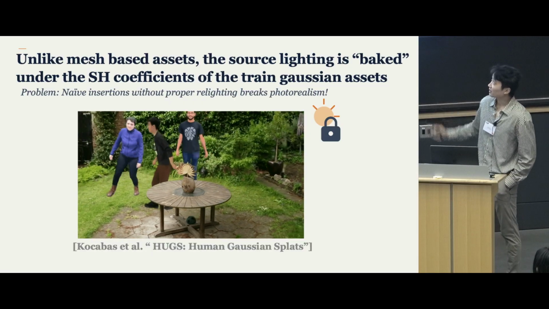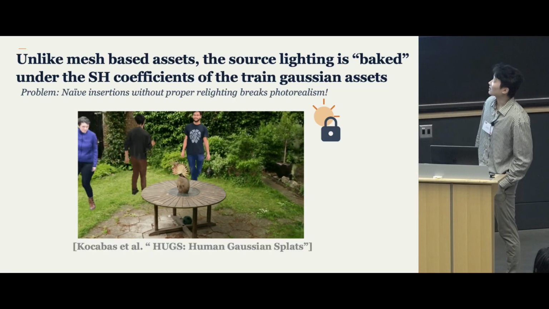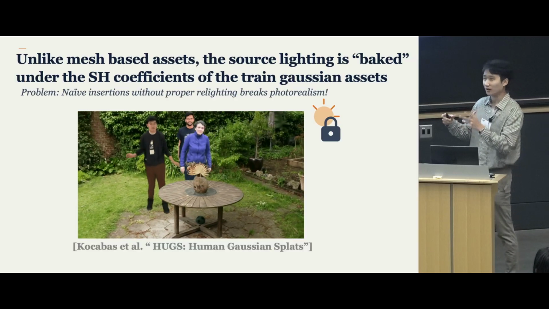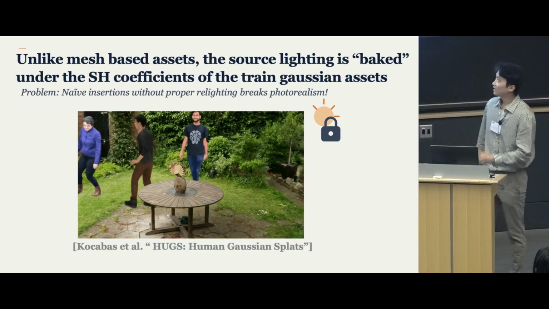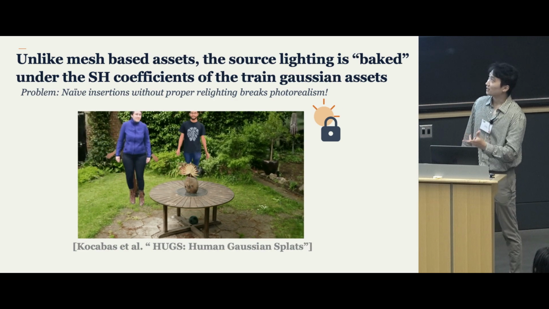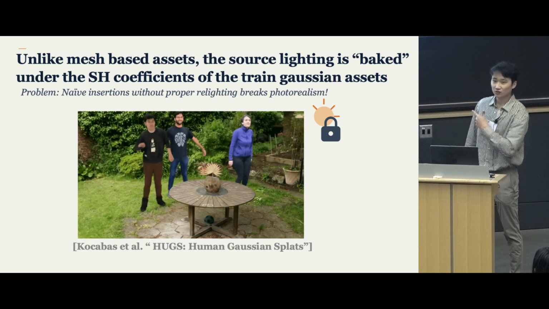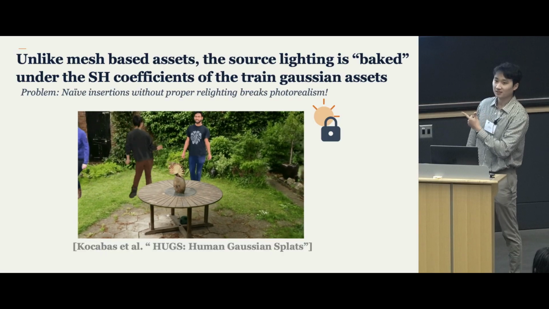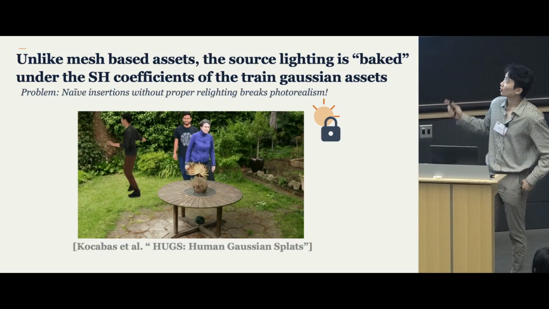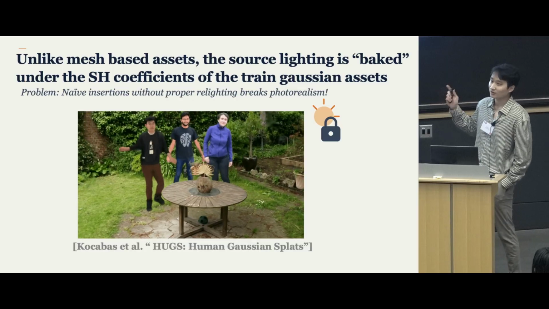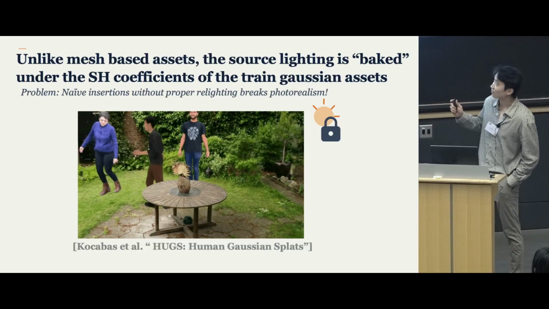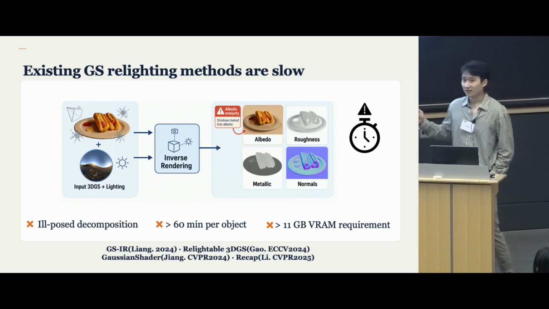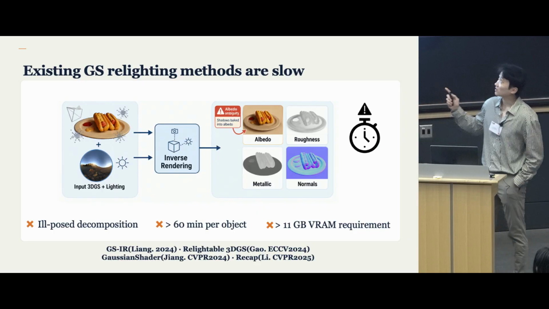However, unlike mesh-based assets, the source lighting is baked into the spherical harmonic coefficients during training. If you want to, for example, insert these trained Gaussian representations into target scenes, naive insertions would not look photorealistic because they would look copy-pasted without proper relighting. There are existing methods that relight Gaussian splats.